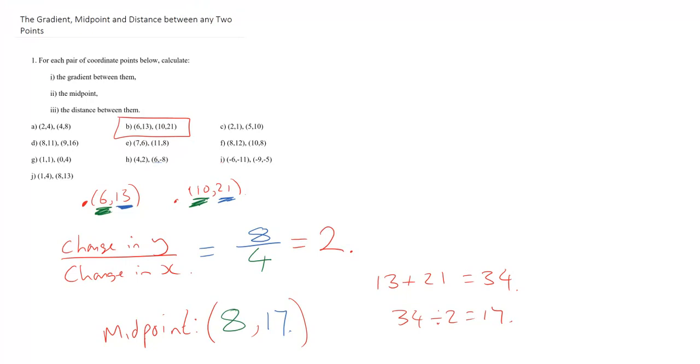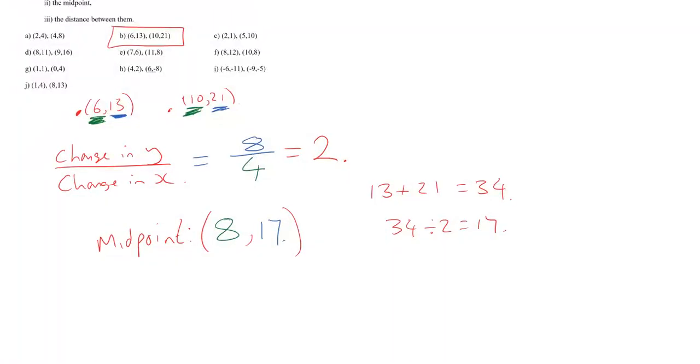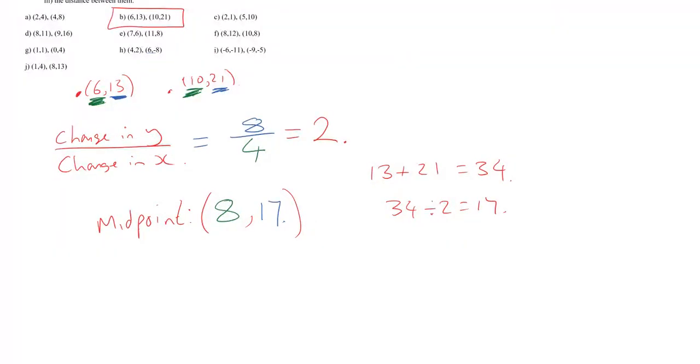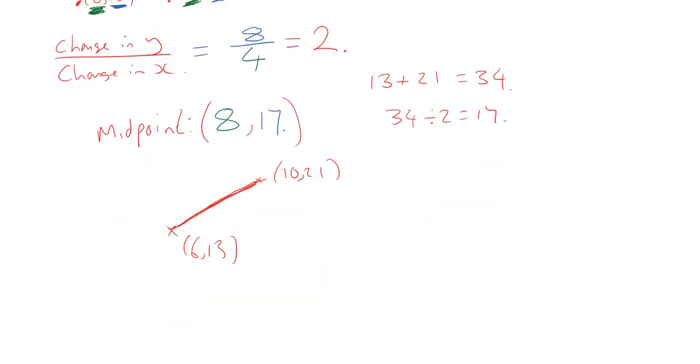The last thing we've got to do is find the distance between them. So let's consider these points again. And this time, let's draw a little picture to help us. So imagine we've got 6, 13. Well, actually, 10, 21 would be a little to the right and a little up, wouldn't it? Right? 10, 21 there. So we've got to find the length of that line.